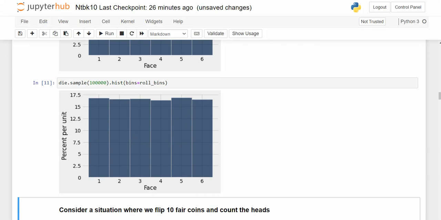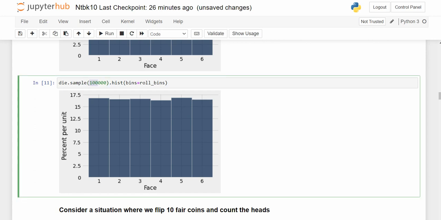All right. And notice what we did here. This is 10,000 or 100,000? That's 100,000 trials. Okay. And notice how flat that is. So what are we illustrating here? Well, we're illustrating that we can use this dot sample table method to roll the die 100,000 times, and we can use dot hist, which we've used before, to create a histogram. And the result of 100,000 trials, the empirical probability is almost identical to the theoretical probability.